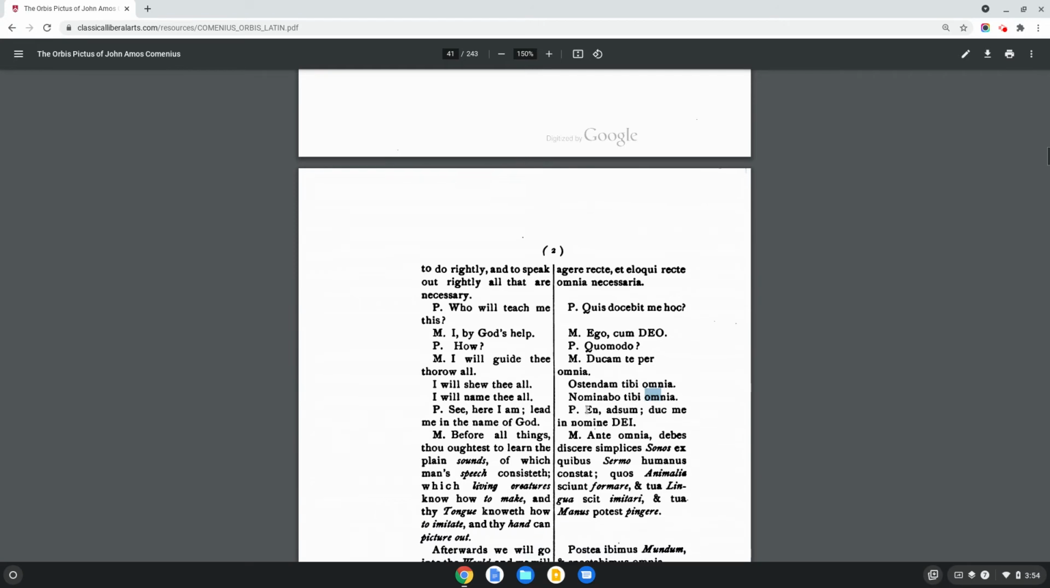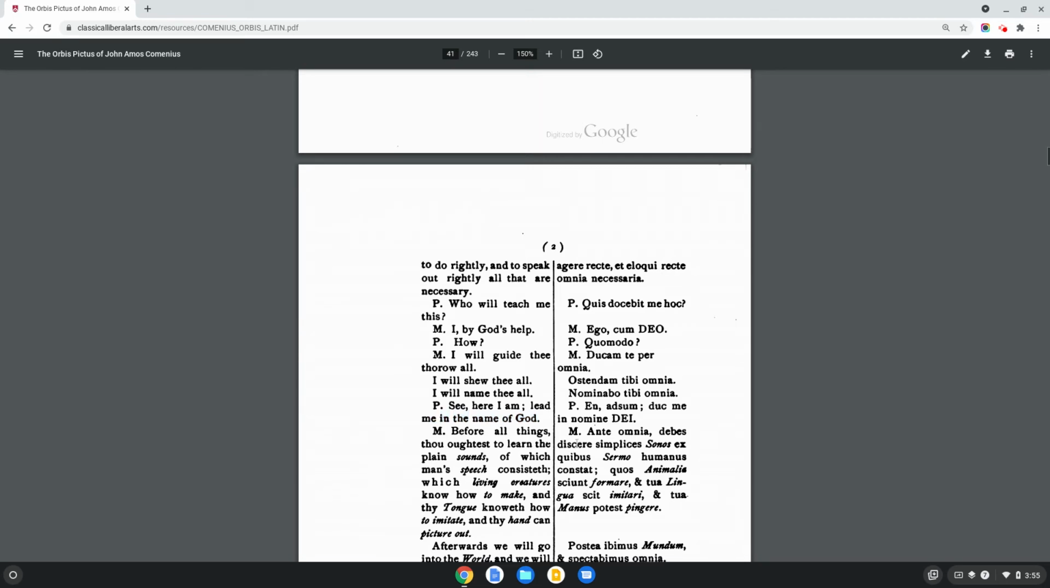The boy then says, En, which means look or see. En, adsum. Adsum means here I am. Duc me. Duc me means lead me. In nomine Dei, in the name of God. En adsum. See, here I am. Duc me in nomine Dei, in the name of God.